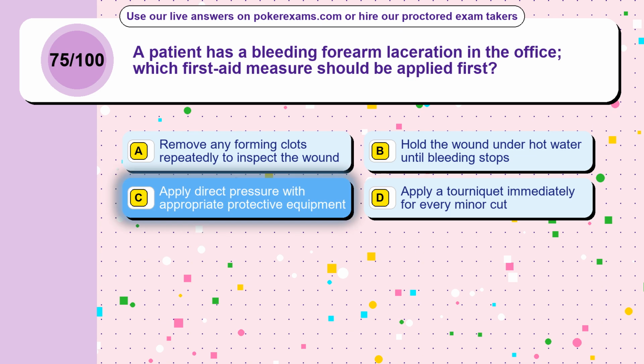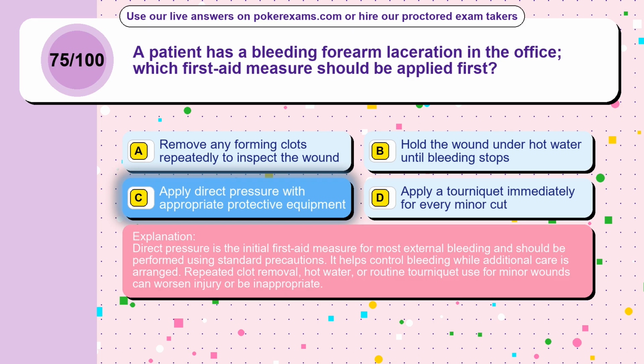The correct answer is option C. Apply direct pressure with appropriate protective equipment. Direct pressure is the initial first aid measure for most external bleeding and should be performed using standard precautions. It helps control bleeding while additional care is arranged. Repeated clot removal, hot water, or routine tourniquet use for minor wounds can worsen injury or be inappropriate.